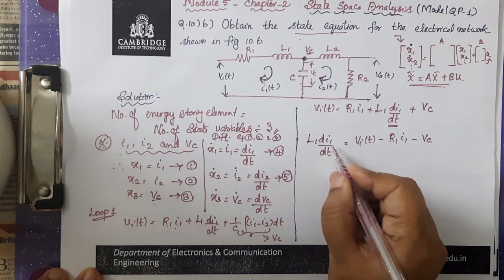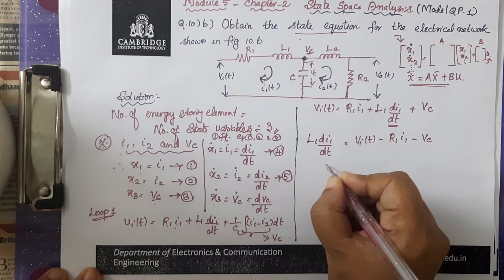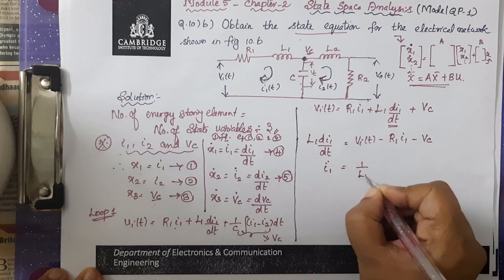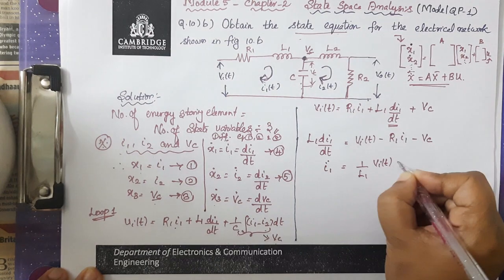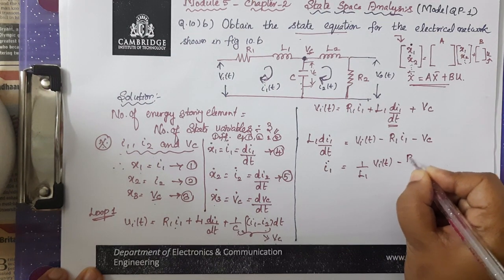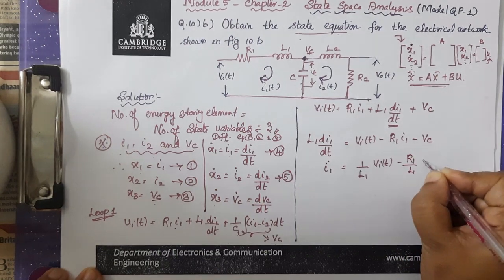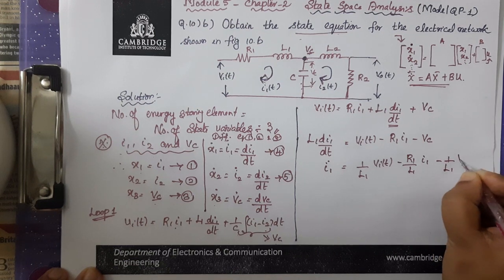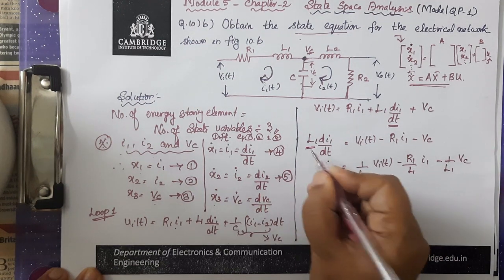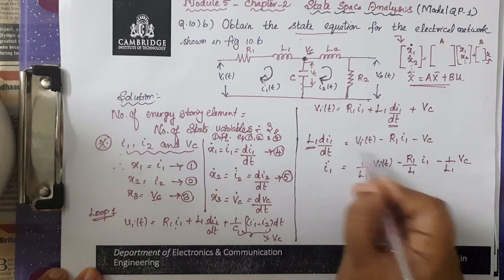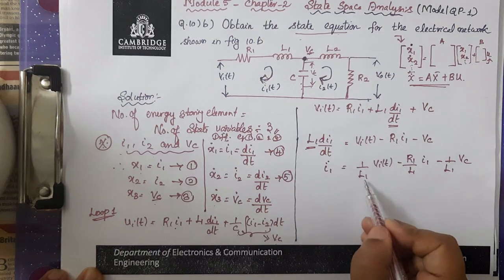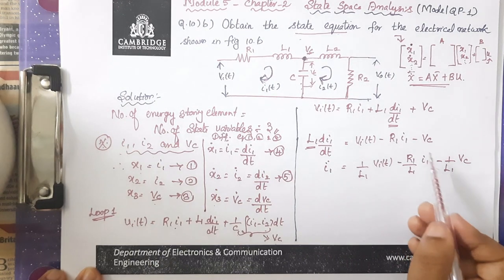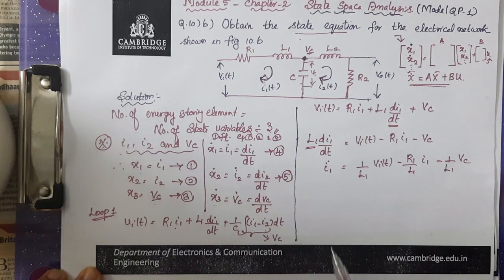L1 di1 by dt, I can write it as I1 dot is equal to 1 by L1 Vi of t minus R1 by L1 I1 minus 1 by L1 into Vc. I have just taken L1 towards the right side. So 1 by L1 of Vi of t minus R1 by L1 into I1 minus 1 by L1 into Vc.